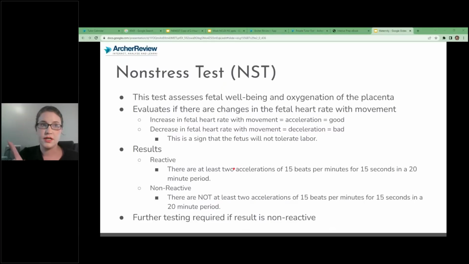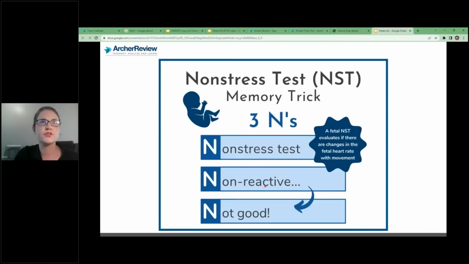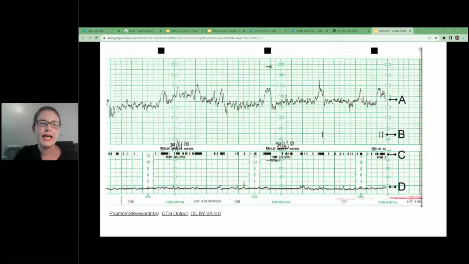Non-reactive is not good. If there are not at least 2 accelerations in 20 minutes, that means we need to do further testing. And I'll talk about that in a minute. So this is a nice little memory trick. Remember, the non-stress test is non-reactive when it's not good. Remember the 3 N's.